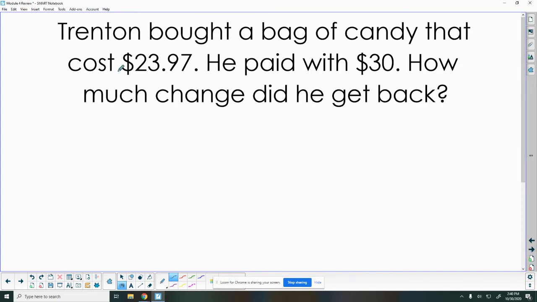Trenton bought a bag of candy that cost $23.97. He paid with $30. How much change did he get back?